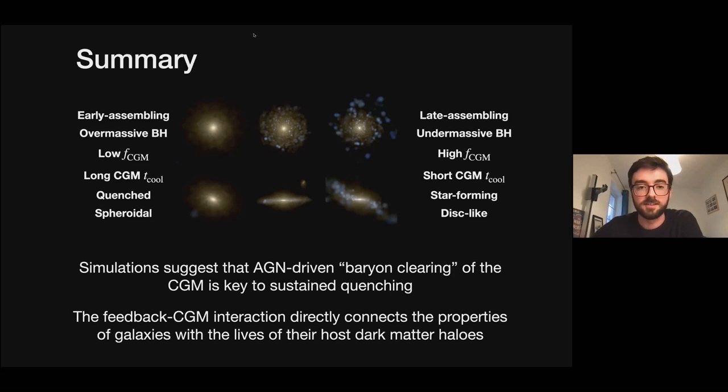So in this whole scenario, we're finding, of course, that early assembling systems are more tightly bound, but they actually hold on to less stuff. And that's because of the black hole. If you take the black hole out, they hold on to more, like you might expect. So it's really this AGN-driven baryon clearing that is key to connecting the dots here.